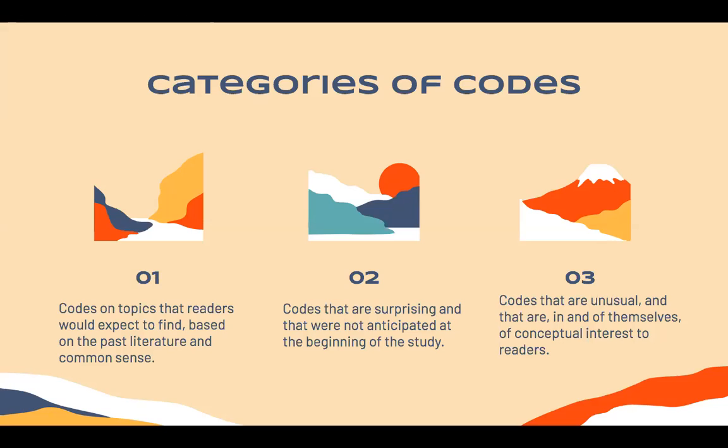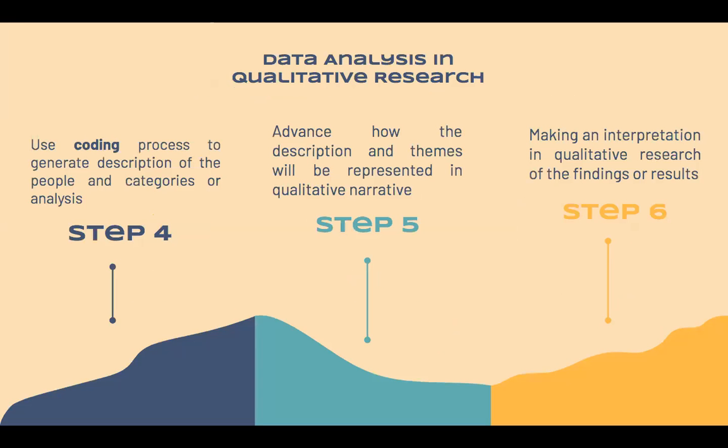The first one, codes on topics that readers would expect to find based on the past literature and common sense. For example, when we are studying bullying in the schools, I might code some segments as attitude toward oneself. And this code would be expected in a study about bullying in schools. The second one, codes that are surprising and that were not anticipated at the beginning of the study. And the last one, codes that are unusual and that are in and of themselves of conceptual interest to readers. Next slide, please.